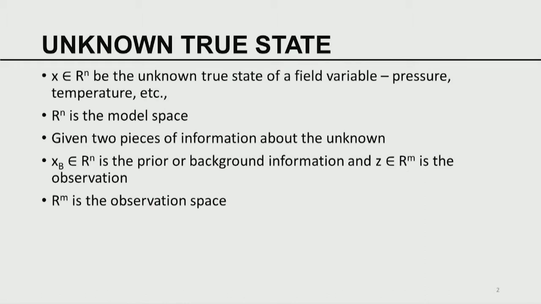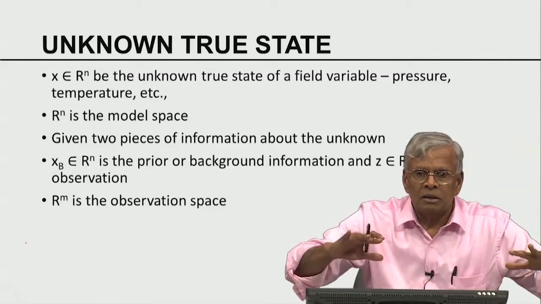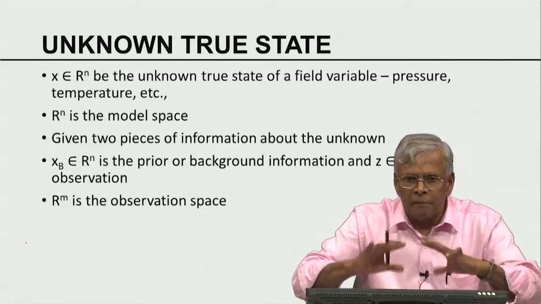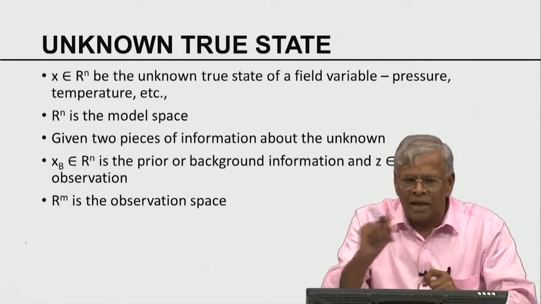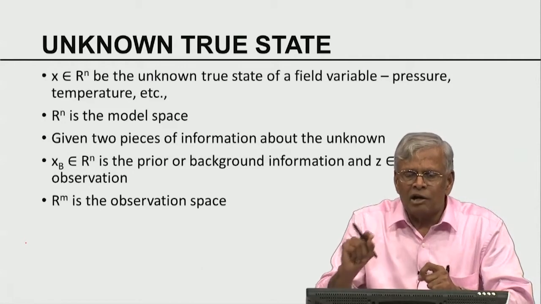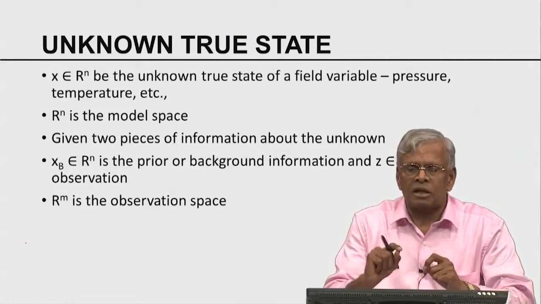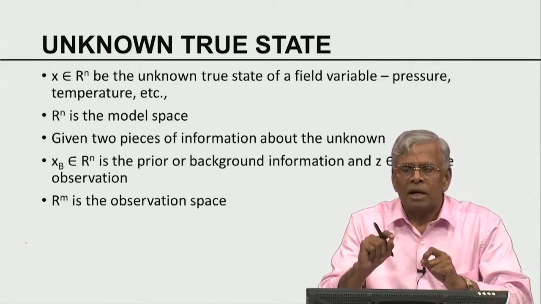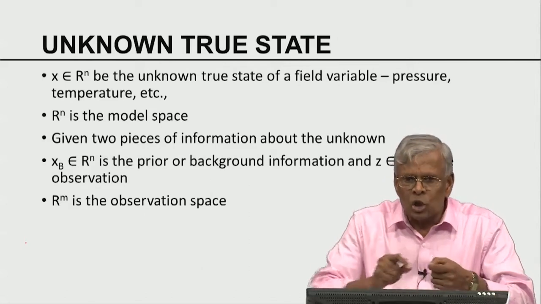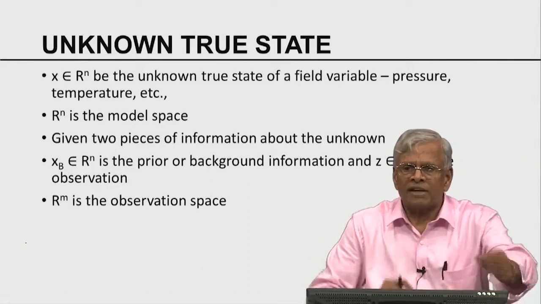What is the idea? The underlying idea in 3D data simulation is always I would like to be able to estimate the unknown true state of a field variable. So, I have a spatial domain, I have a grid embedded in the spatial domain, I have numbered the grid 1 through n. At each of the grid points I have a pressure value or temperature value. At each grid value I am interested in a scalar variable. I am going to collate all the values and create a vector x.